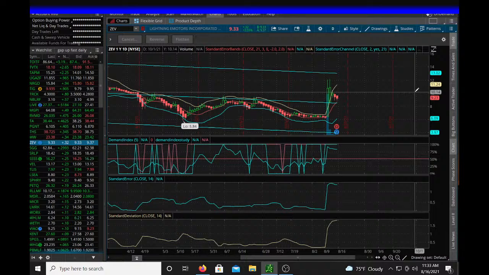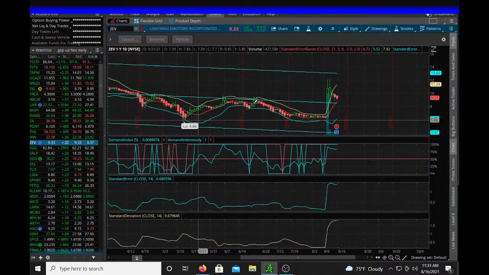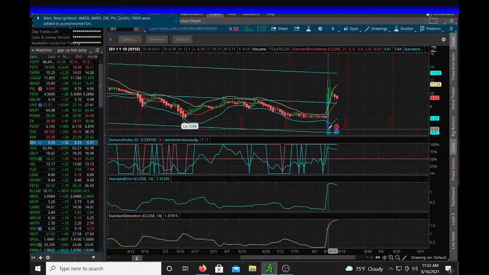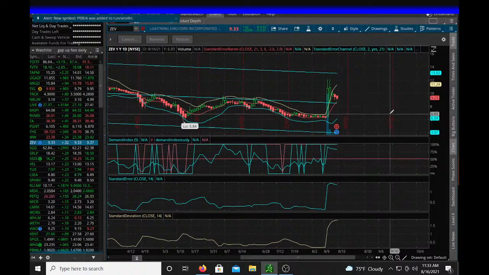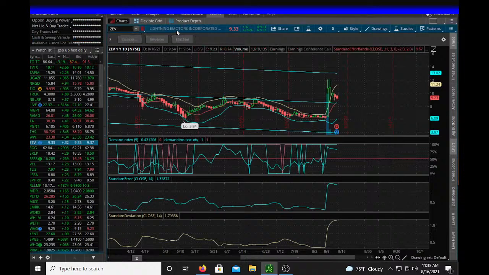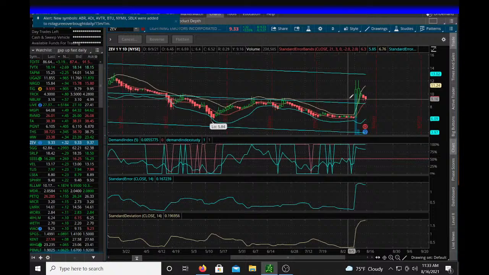All right. Let's see, we've got one here, one here, one here, one here. Let's see, I bet we're going to trade sideways here a little bit before we crash through. It might crash on down. Zev. Lightning E-Motors. Pretty sure Zev has already had its fun. Zev was a big one last week.